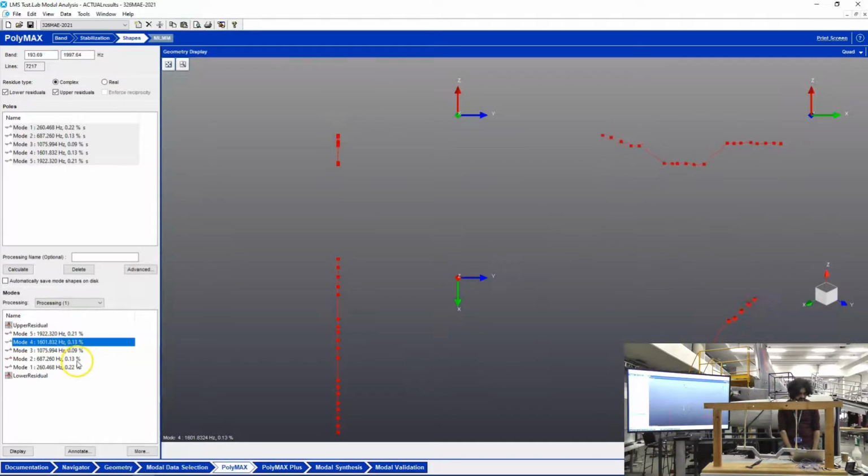I would say that the global modes are just this one, this one, this one, and this one.